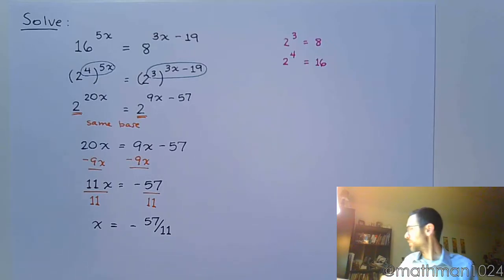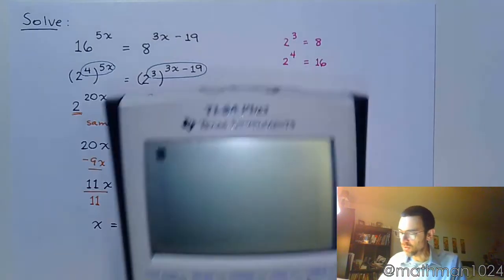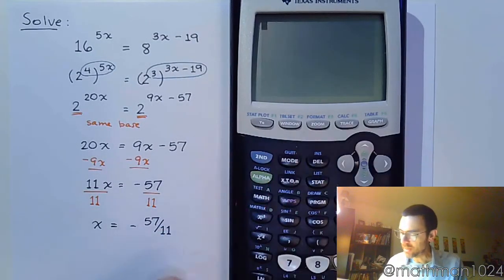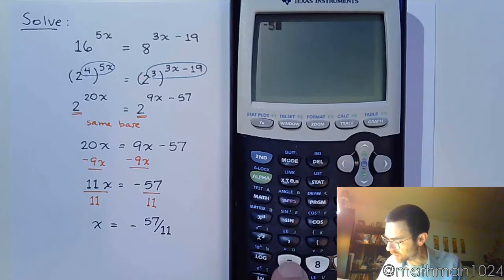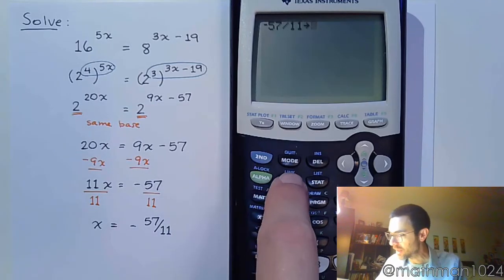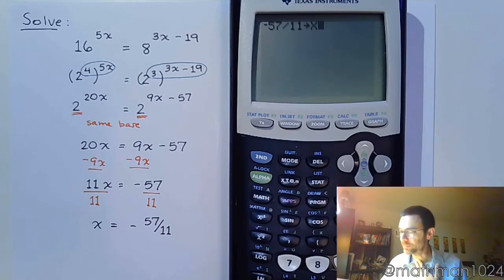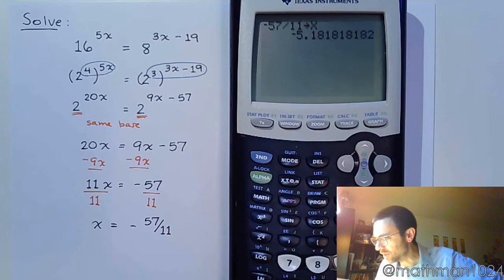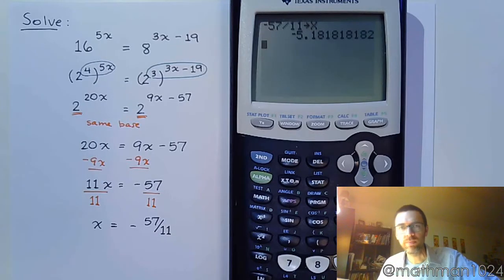Now what we can do is go to our graphing calculator and check to make sure that what we have is correct. So real quickly, let's take this guy. This is negative 57 over 11. We're going to store this into x. And we get this decimal.